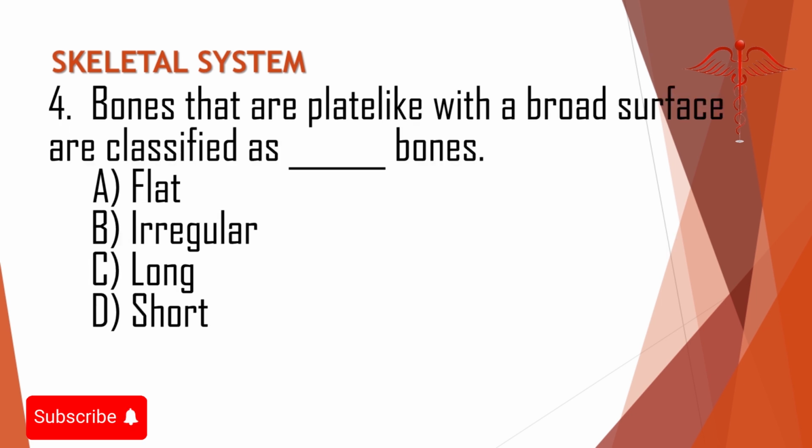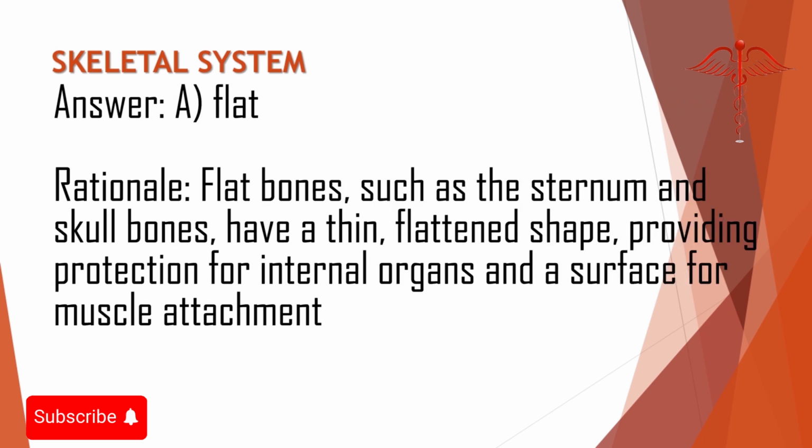4. Bones that are plate-like with a broad surface are classified as which bones? A. Flat. B. Irregular. C. Long. D. Short. Answer: A. Flat. Rationale: Flat bones, such as the sternum and skull bones, have a thin, flattened shape, providing protection for internal organs and a surface for muscle attachment.